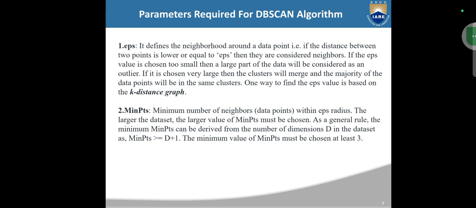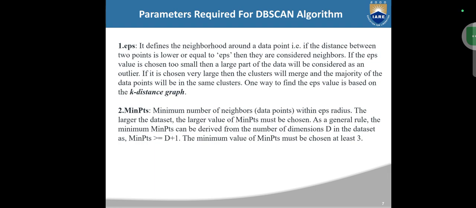Parameters required for the DBSCAN algorithm. First, Eps. It defines the neighborhood around a data point, that is, if the distance between two points is lower than or equal to Eps, then they are considered neighbors. If the Eps value is chosen too small, then a large part of the data will be considered as outliers. If it is chosen very large, then clusters will merge and the majority of the data points will be in the same cluster. One way to find the Eps value is based on the k-distance graph.